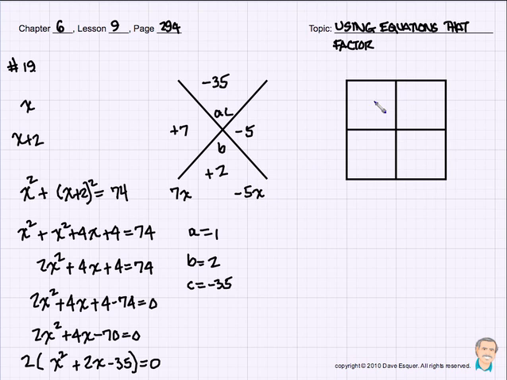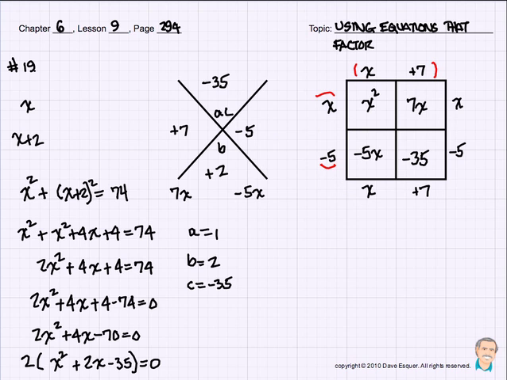So we have to place a 7x and a minus 5x. So we've got our equation, x squared minus 35, and we're going to place the 7x and the minus 5x. So we've got an area of x squared. If this is x, then this is a plus 7. If this is an x, then this must be a minus 5. And if this is a minus 5, this is a plus 7. And our check turns out to be negative 35.